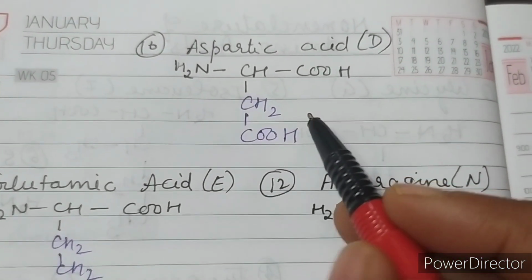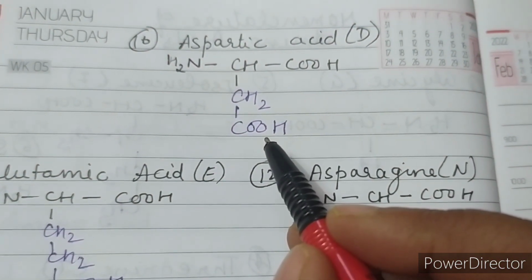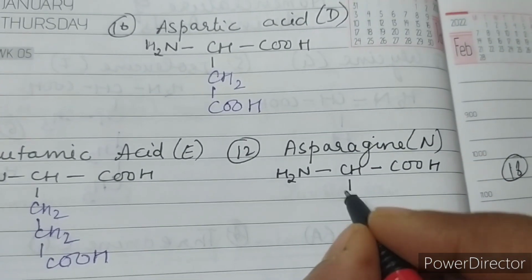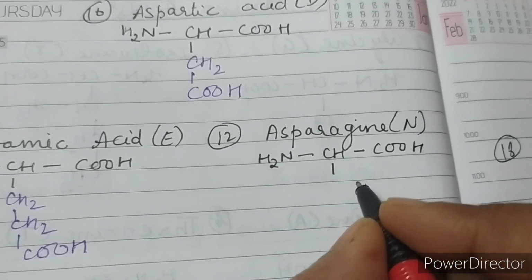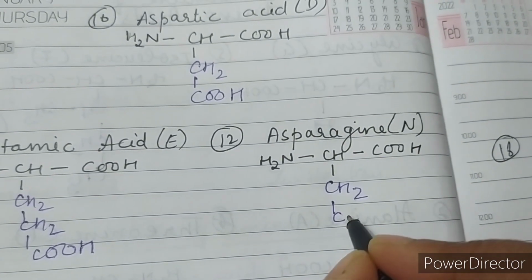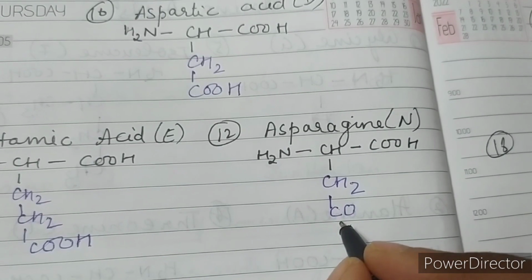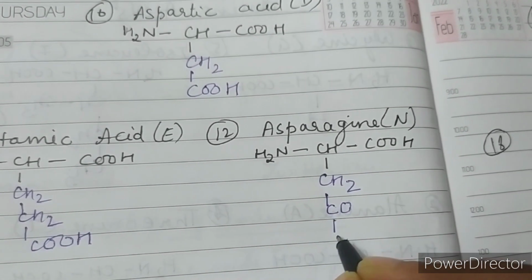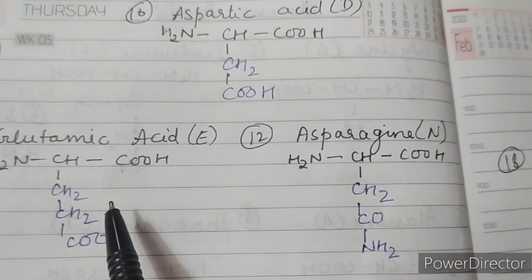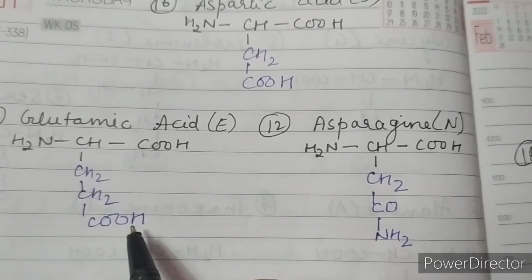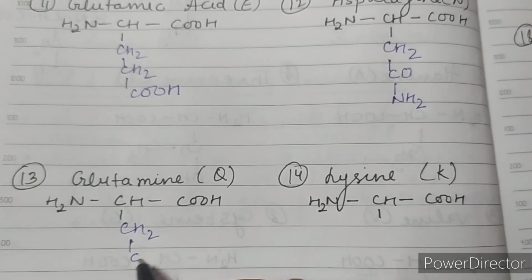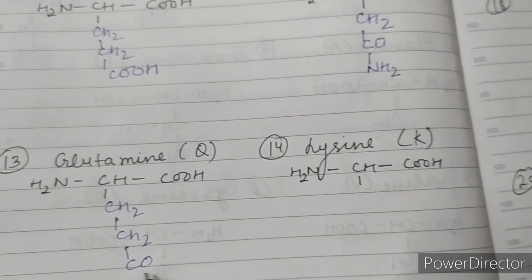Now in this aspartic acid, we will replace this OH with NH2. So it will become asparagine. So in asparagine, you will write here CH2CO, and OH will be replaced by NH2. So it will become here CH2CONH2. Now in this glutamic acid, if you again replace OH with NH2, it will become glutamine. So here we'll write CH2, CH2, CONH2.